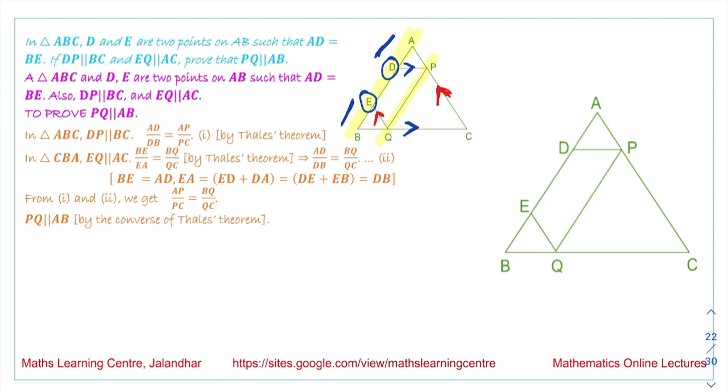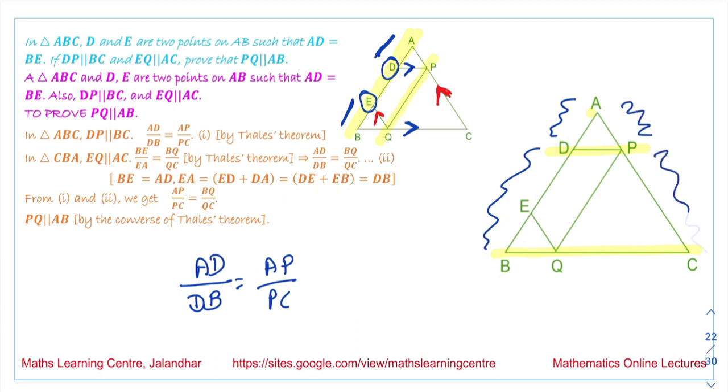So first of all, we are considering the triangle ABC, this larger triangle, and we are saying this DP and this BC are parallel to each other. So corresponding to these two, what we get is that AD over DB is equal to AP over PC. This is equal to AP over PC. And in triangle CBA, we are talking about the same triangle.